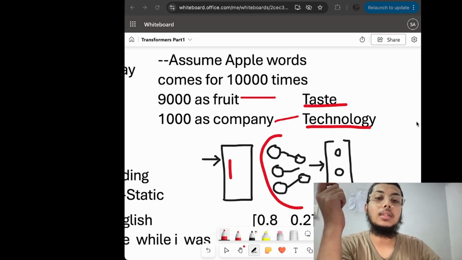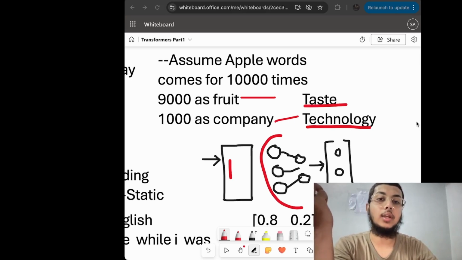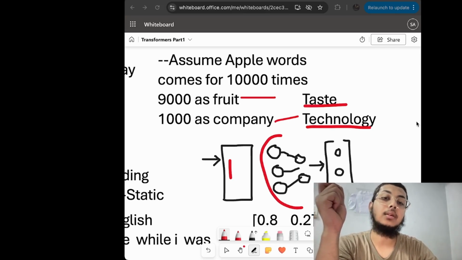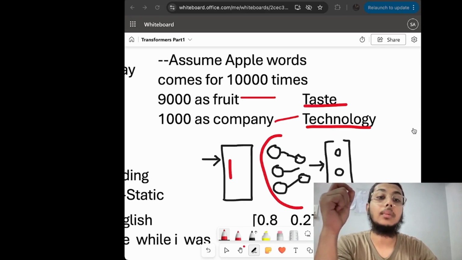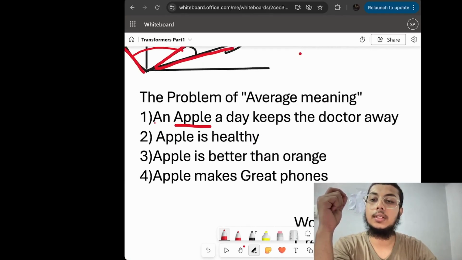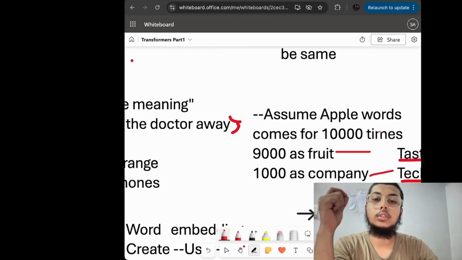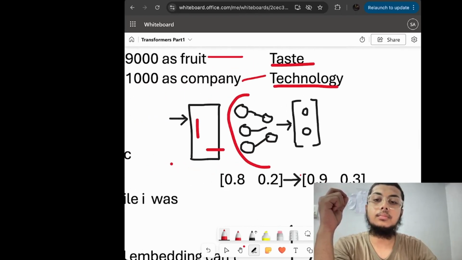So the problem is that our word embedding model does not actually capture the meaning. It captures the average meaning. What does average meaning mean? It means that on average, with what meaning has that particular word been used in your data. I will explain this with an example. Suppose this first sentence goes into our model. Then what will happen to the model?